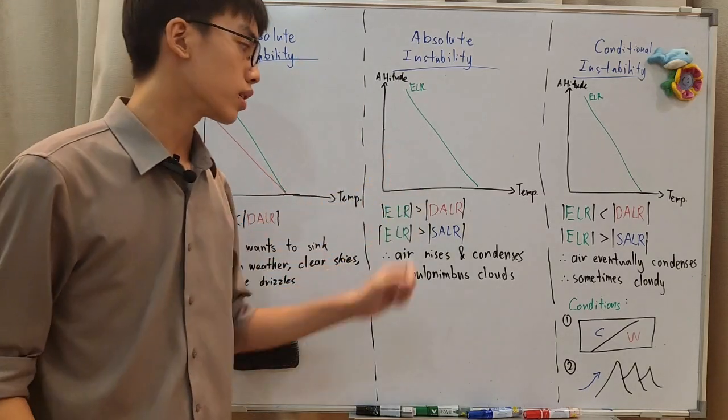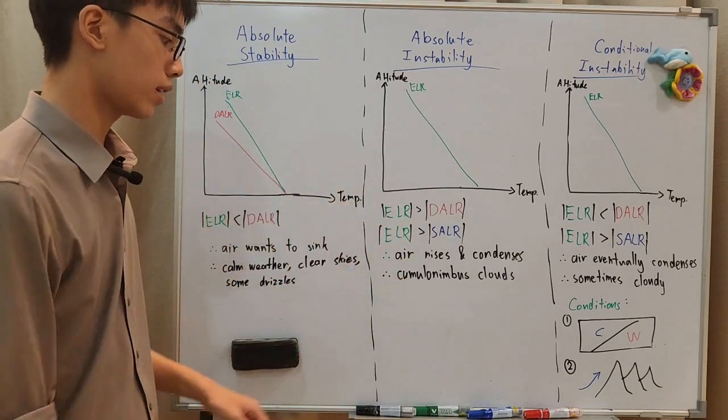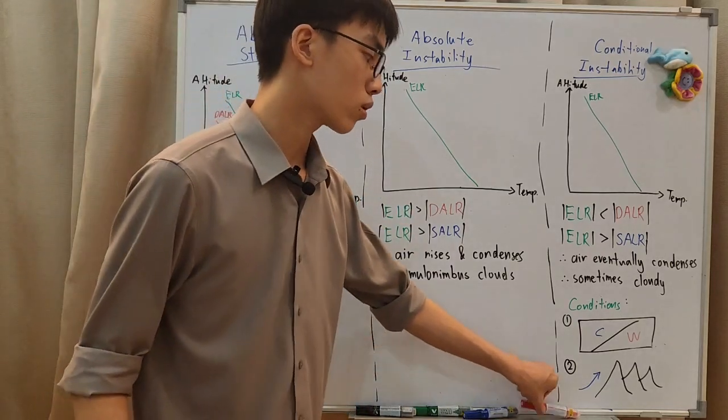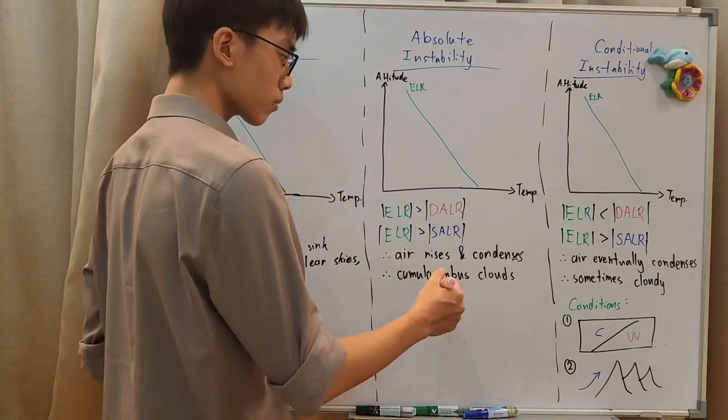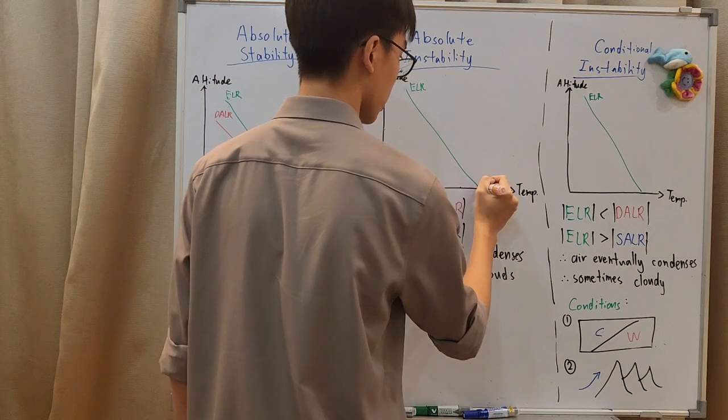For absolute instability, it's where your DLR and SALR are both less than ELR, which means that for your parcel of air, at first, it decreases at a rate slower than your ELR, so it's something like this.